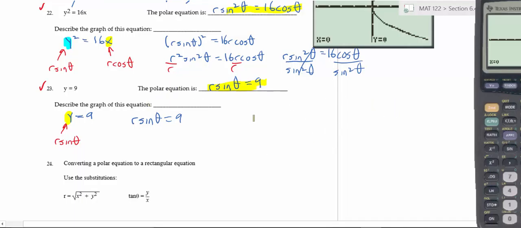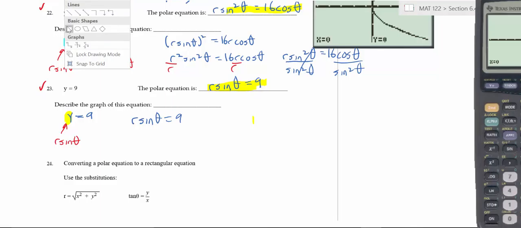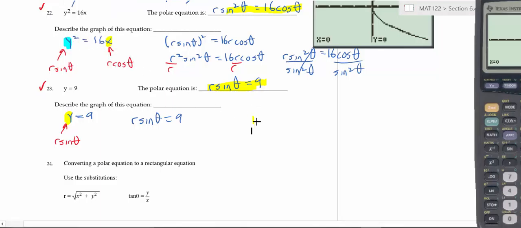Well, from your background, one thing you would certainly know is if you graphed the equation y equals 9, what would you do? You'd go 1, 2, 3, 4, 5, 6, 7, 8, 9. Then you would draw a horizontal line like that. So this is basically just a horizontal line.